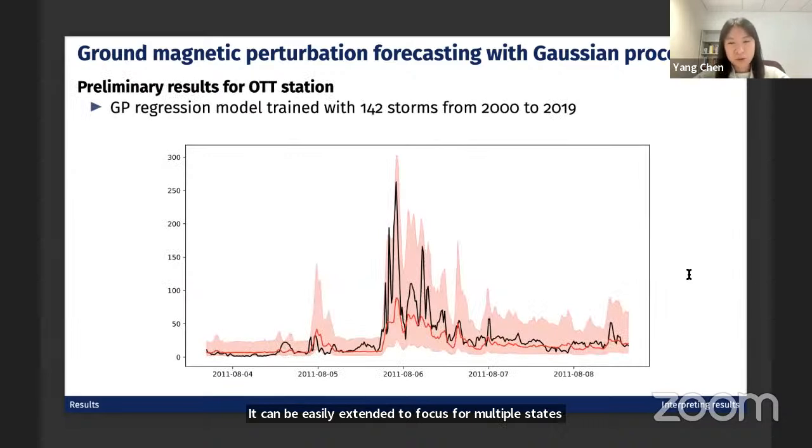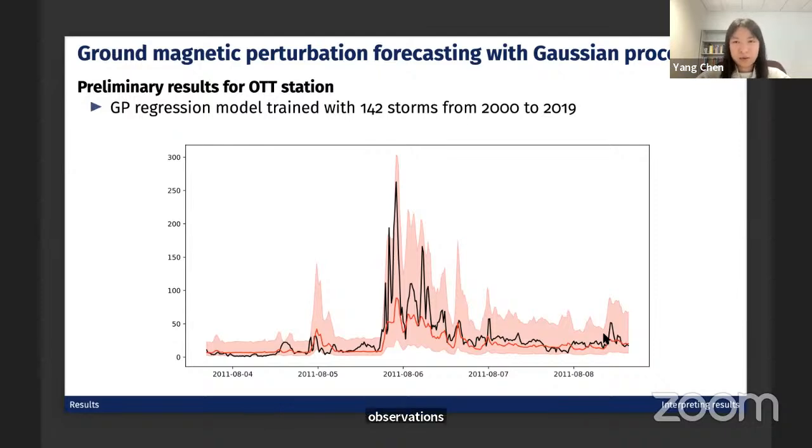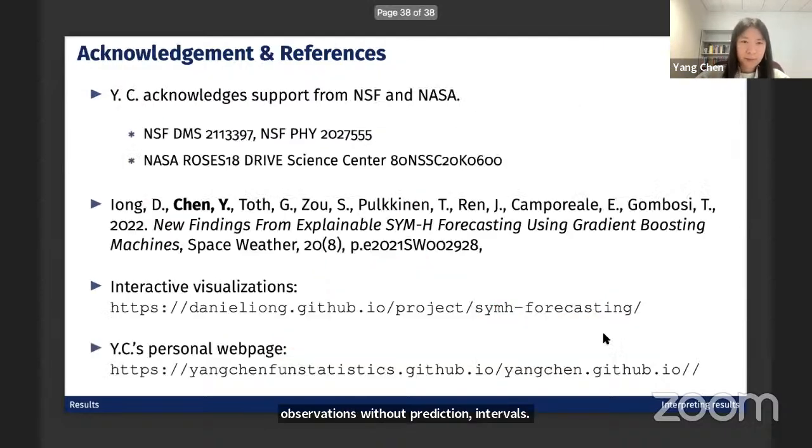So I'll just demonstrate it with one illustration. The black one is the raw observation, which is super volatile and much noisier than the Sym-H. And the dashed regions are our prediction intervals. The majority of the time we can cover the observations with our prediction intervals. So our quantified uncertainty is pretty successful in this case.